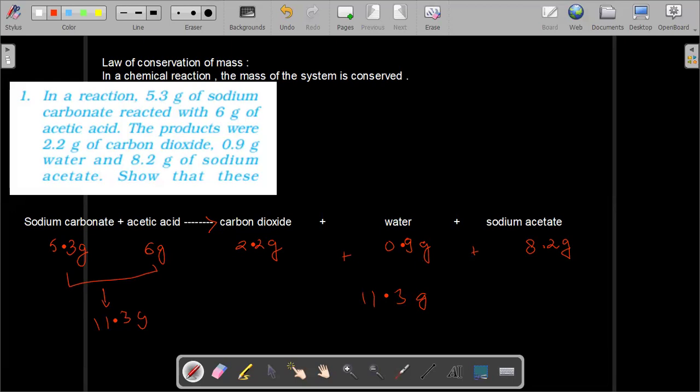Can you repeat it again? Yes, sir. Which one? The question or the definition? Sir, it's the question. Like how to do it. Yeah. So first of all, we read the question, then we write the reaction.